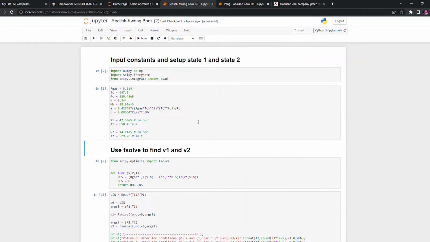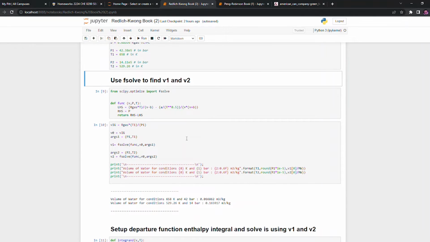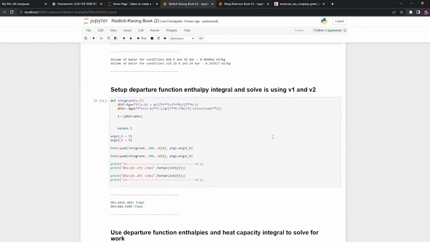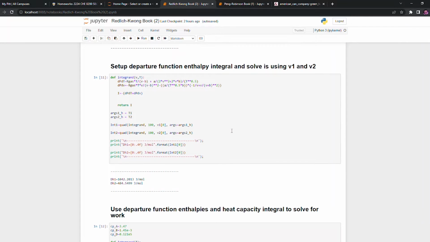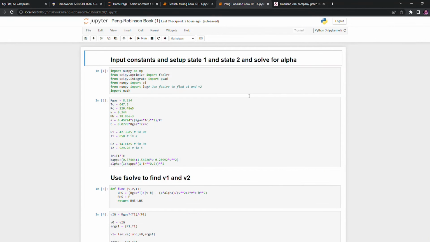In the second cell here, you can input your constants along with pressure and temperature from states 1 and 2. And this cell here has the Redlich-Kwong equation of state solved for V, and this next cell uses that function in fsolve to solve for V1 and V2. This cell sets up your departure function enthalpy integral and then gives you the departure function enthalpies for states 1 and 2. And finally, this cell uses a heat capacity integral along with your departure function enthalpies from before to solve for work. This is our Peng-Robinson book.